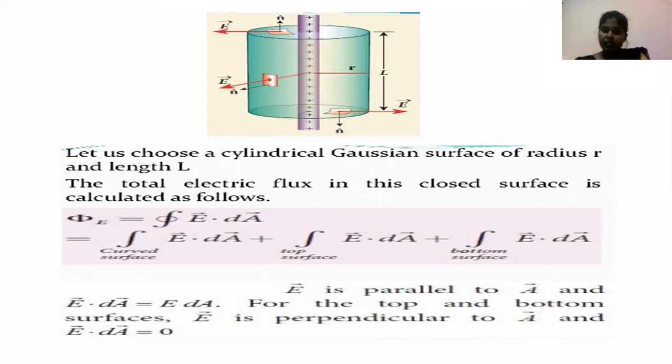So integral over the curved surface of E dot dA. We are just dividing this into three parts: the curved surface E dot dA plus the top surface plus the bottom surface. Now you can see clearly the top surface and the bottom surface. This is a book, which is why you see a hole here.